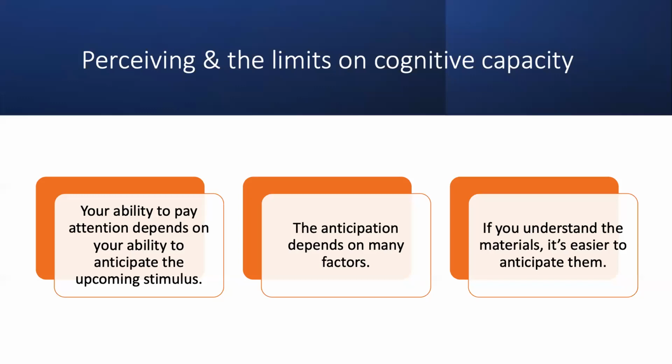Perceiving and the limits on cognitive capacity. Your ability to pay attention depends on your ability to anticipate the upcoming stimulus. The anticipation depends on many factors. If you understand the materials, it's easier to anticipate them.